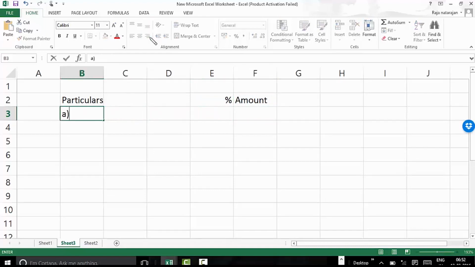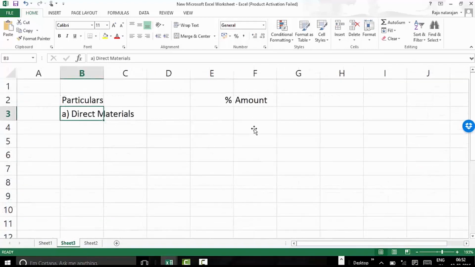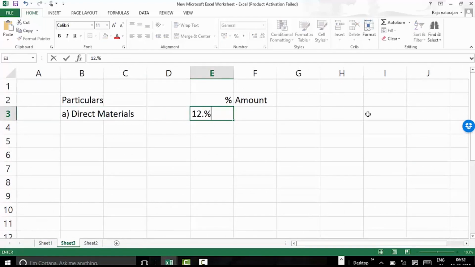To start with, let's see what is the proportion of direct materials. Direct materials is 12.5% of selling price. So here let us just fill the percentage, because only when we know what is the selling price can we apply 12.5% on selling price and derive the amount. Till then we can't. Okay, so now we'll just have the direct materials percentage.